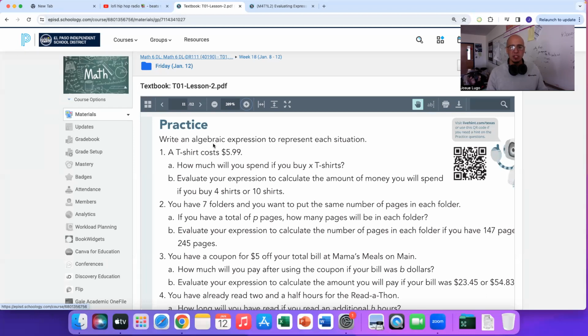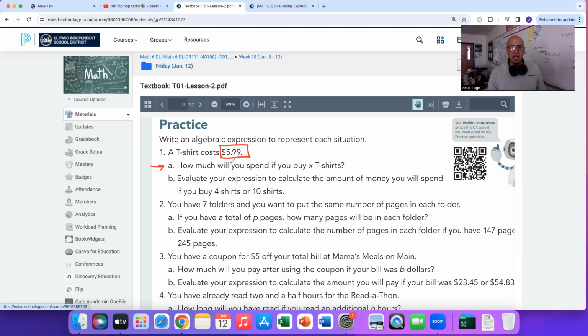So we can see here that we need to write an algebraic expression. Let's look at number one. It says a t-shirt costs $5.99. So I guess you go to the store, you buy a t-shirt, it's $5.99. If you buy two t-shirts, it's going to be that times two, etc.